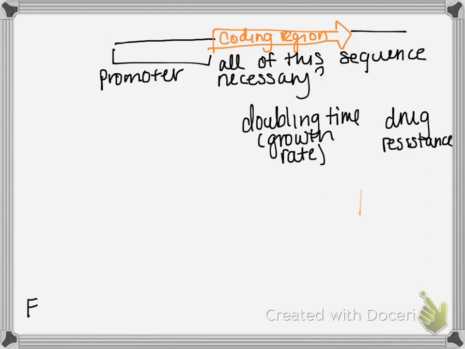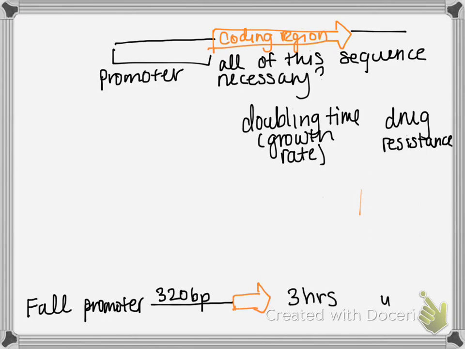And so from this yeast gene, there were two different phenotypes that they were measuring. The yeast could have a doubling time, so their growth rate, that's like what we saw with the bacteria with mesalcin and stall. And then also they could measure the drug resistance. And so these were two different phenotypes. And when you have the full promoter, so that full 320 base pairs, then the yeast grew in 3 hours and they were drug resistant.